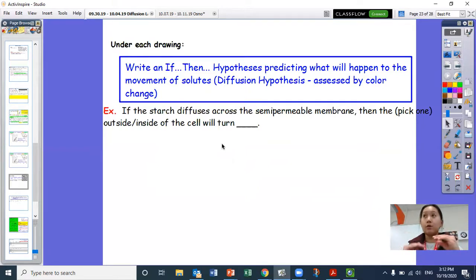So you're writing this under both of the cups, because we have a starch cell inside of a water cup, and we have a starch cell inside of a saltwater cup. So if the starch diffuses across the semi-permeable membrane, then the blank side of the cell will turn blank color.